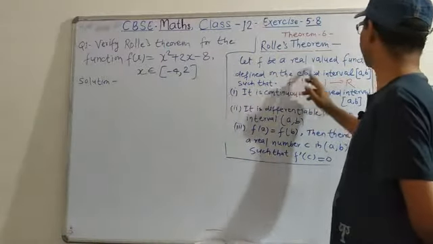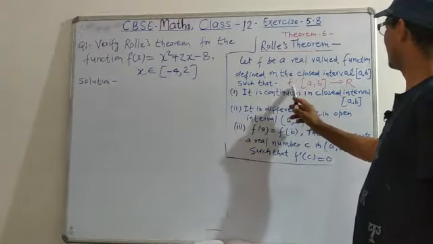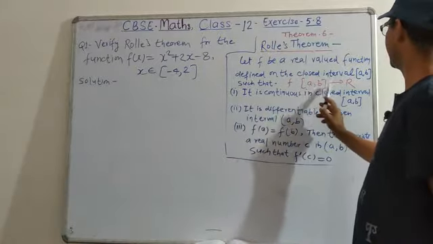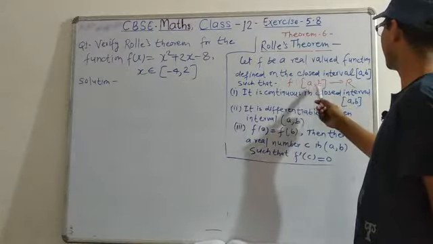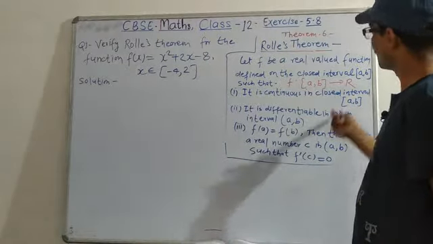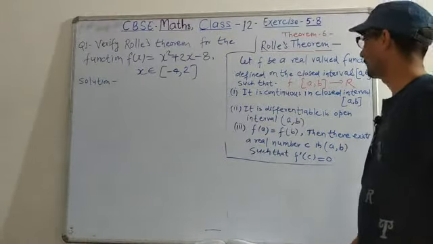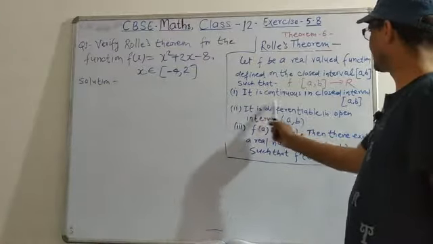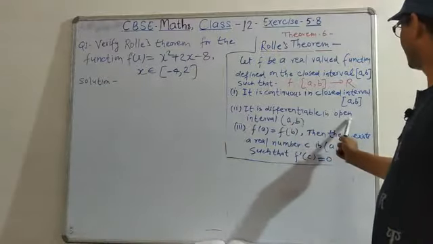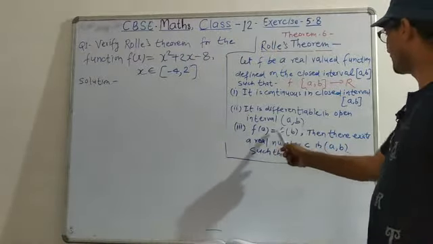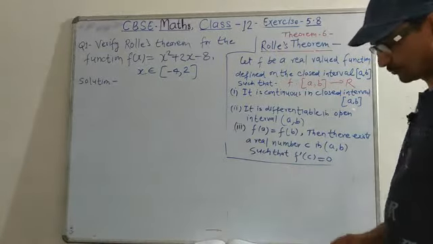Let f be a real valued function defined on the closed interval [a, b], such that a, b belong to R. That means a and b must be real numbers. Rolle's theorem has three conditions to satisfy. Number one, it is continuous in the closed interval [a, b]. It is differentiable in the open interval (a, b). Then f(a) is equal to f(b). Then there exists a real number c in (a, b) such that f dash c is equal to 0.